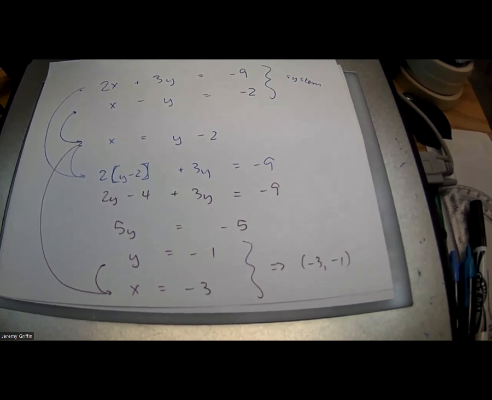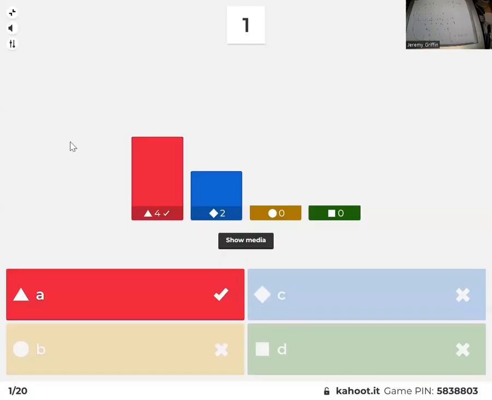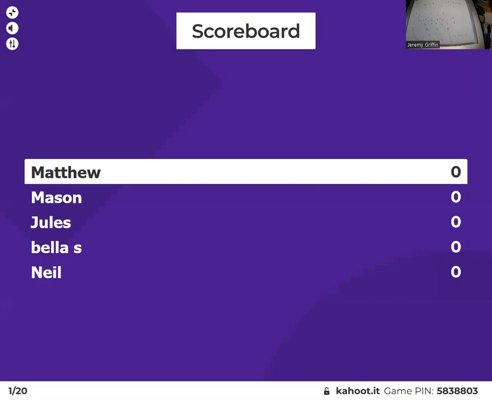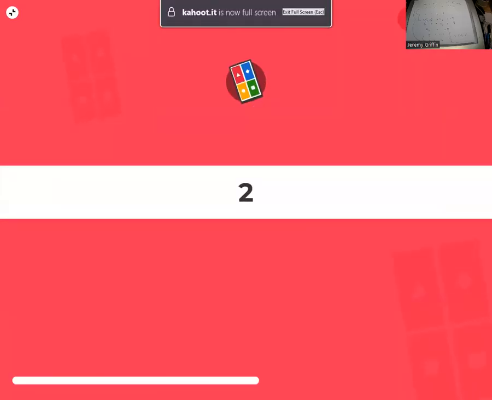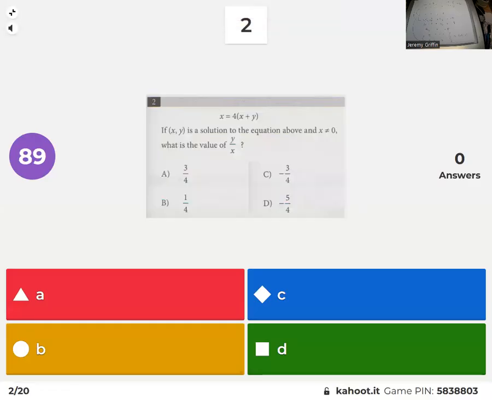Flip back over, share screen. Yeah, and you guys got that. So nice. At number two, what's the value of y over x?